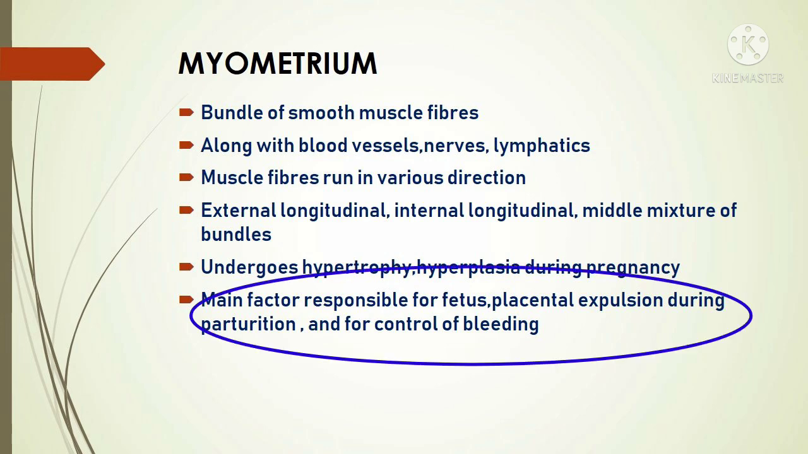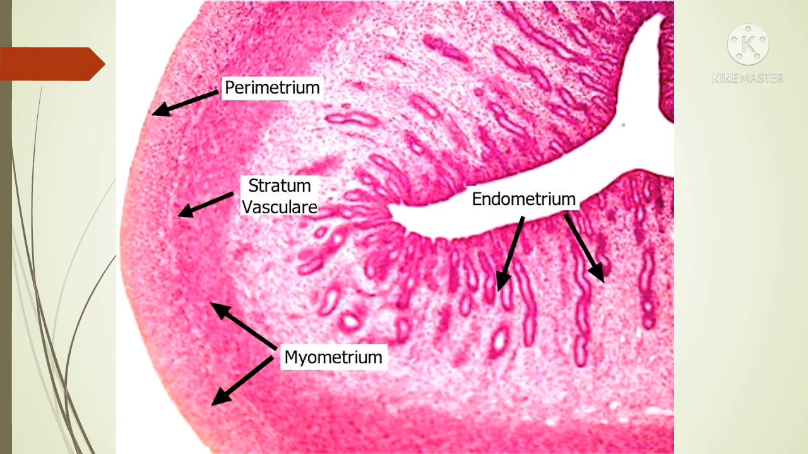It is the main factor responsible for fetoplacental expulsion during parturition and for the control of postpartum bleeding. It acts as a physiological knot for the control of the bleeding. And this picture shows the endometrium, myometrium with the perimetrium.